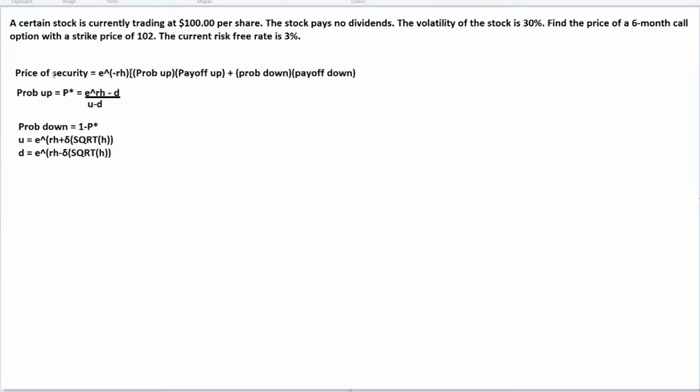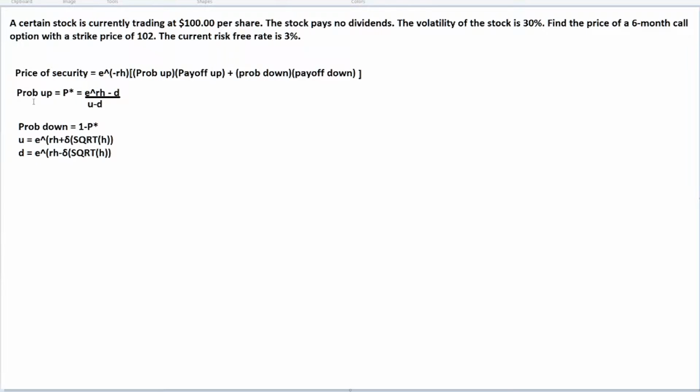So the formula for figuring out the price of a security this way is e to the negative rh, that's just a present value factor, and then the probability up times the payoff up, plus the probability down times the payoff down. Oops, there should be an extra bracket here. That's not aligned. Oh well, you get it. And that's essentially the expected payoff of this security.